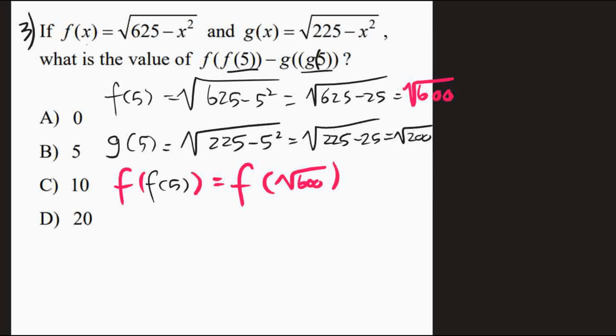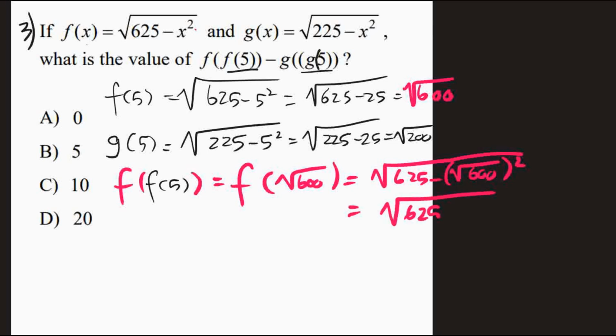So f of 600 is the square root of 625 minus the square root of 600, and we put the square because this is x squared. Then we will have the square root of 625 minus 600, because the square root and the square cancel out each other.